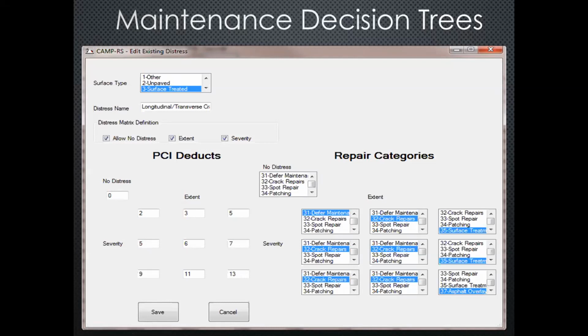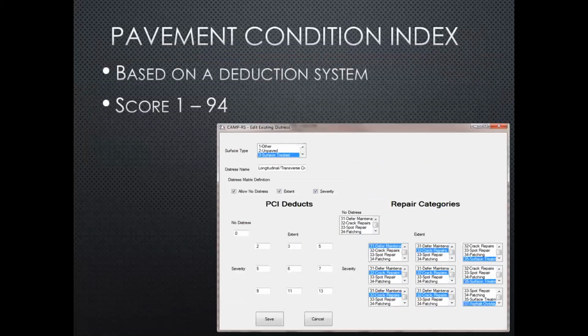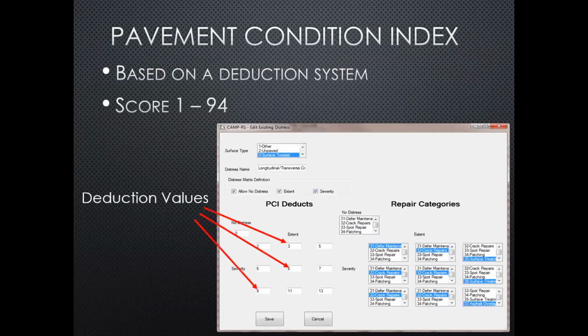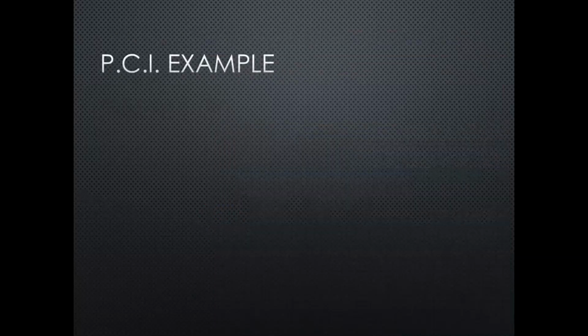So out of 100, 3 of the distresses are automatically deducting 2 points. So from that, based on the deduction system, we're starting out with the highest value of 94. That's a perfect road. So it's one between 1 and 94, but you're deducting all these values out of 100. And again, as I mentioned, the deduction values are right here. Here's an example how that's calculated.